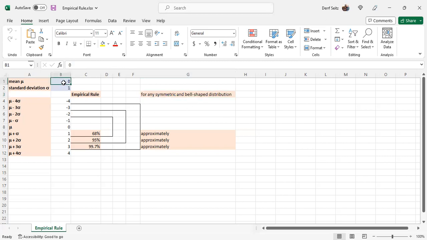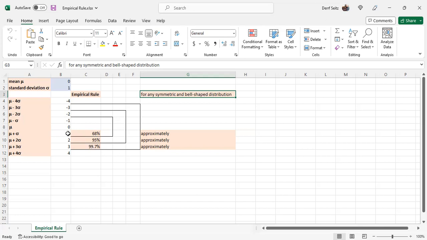The data that you will enter to use this spreadsheet is the mean of the distribution and the standard deviation. In particular, all normal distributions qualify as symmetric and bell-shaped. This diagram here, pictorial, shows you visually the sigma intervals and the empirical rule statements for those intervals.